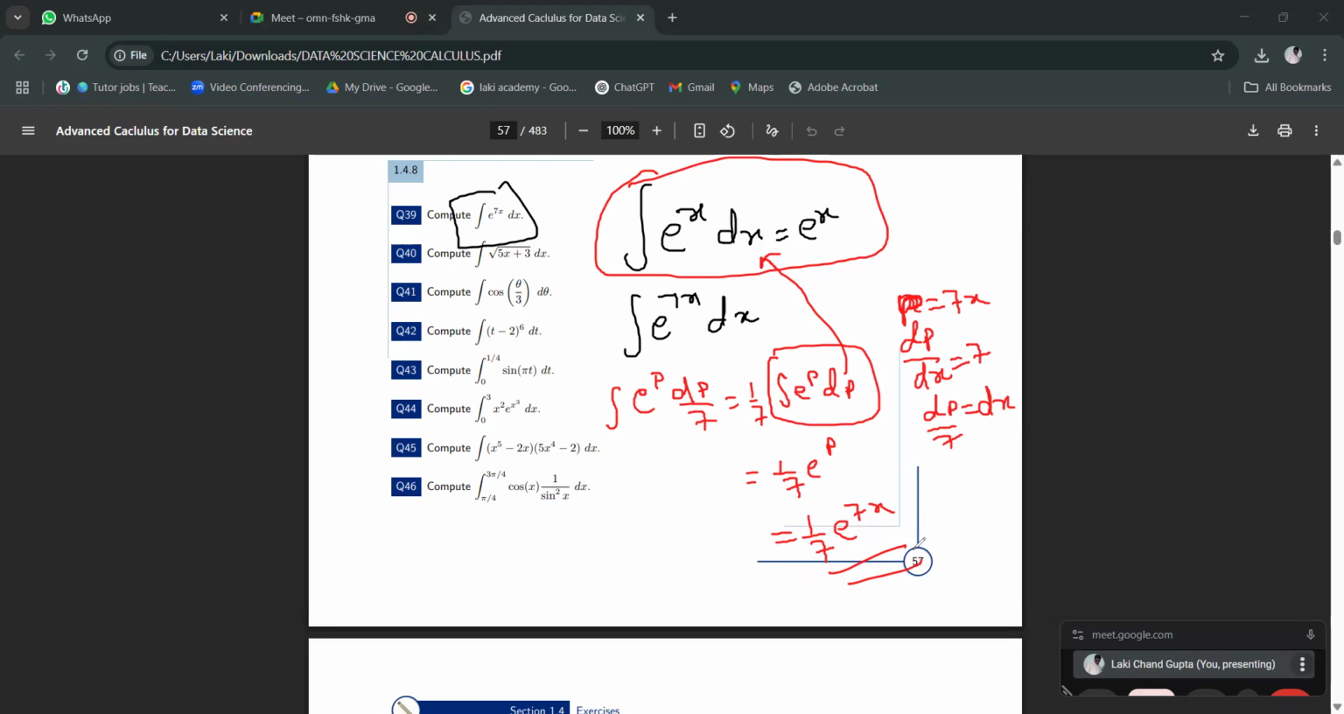When you said dp over 7 equals dx, now it's a bit clearer. So you consider dx as a variable. Yes. Always change the variable x into the p term, then integrate with respect to p. After integrating, replace the value of p with the original value.